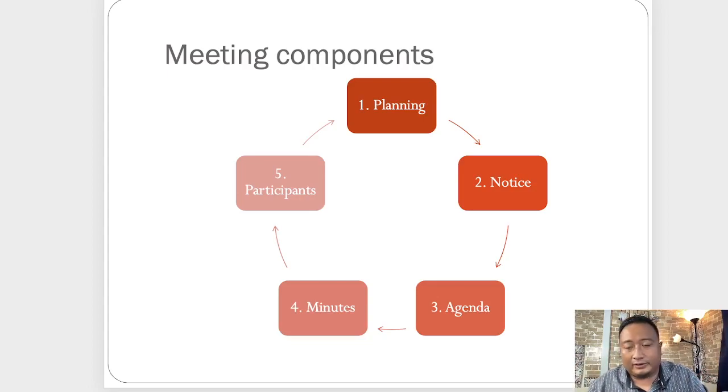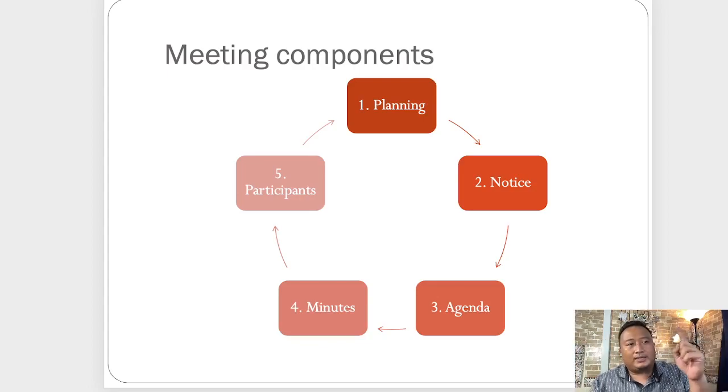The next stage is the notice. Once they have successfully decided when they want to have a meeting and what to be discussed, the secretary will come up with a notice, or we call that surat arahan, surat panggilan kemesyuarat. And in that particular notice, it should contain all the agendas. What is the agenda? Agenda are the things to be discussed during the meeting.